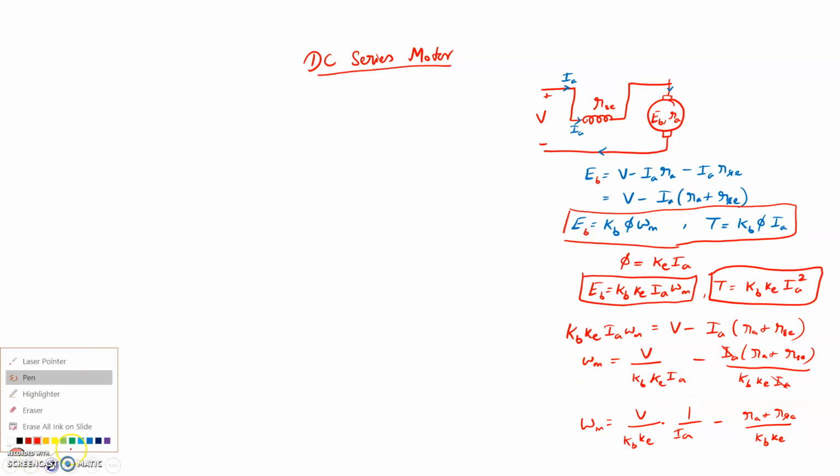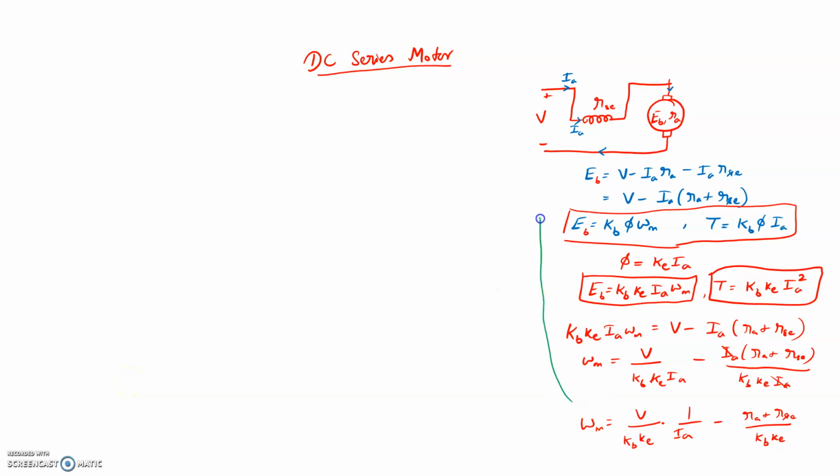So, can we find out the torque expression as well? In this expression, simply put the value of the current. So we can write omega m is equal to V by KB KE. Substitute the value of IA from here, so the root over will come, and here we will get root over of T minus (RA plus RSC) divided by KB KE. Because here there is no variable, we are going to get it in this form.